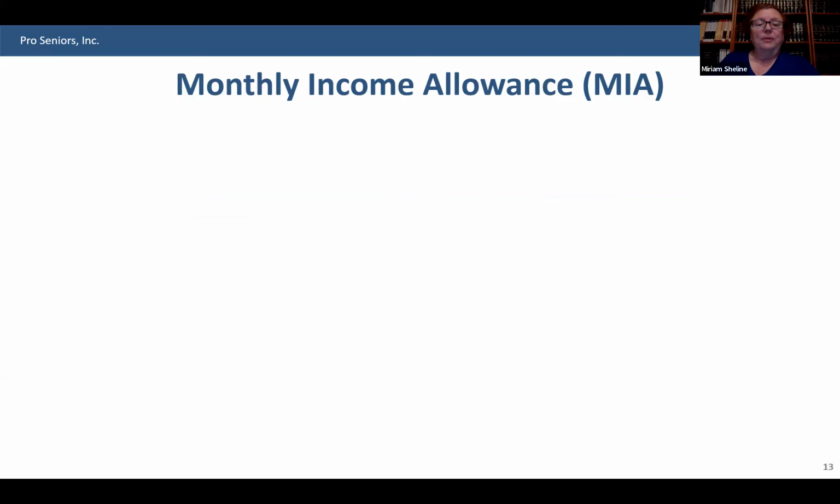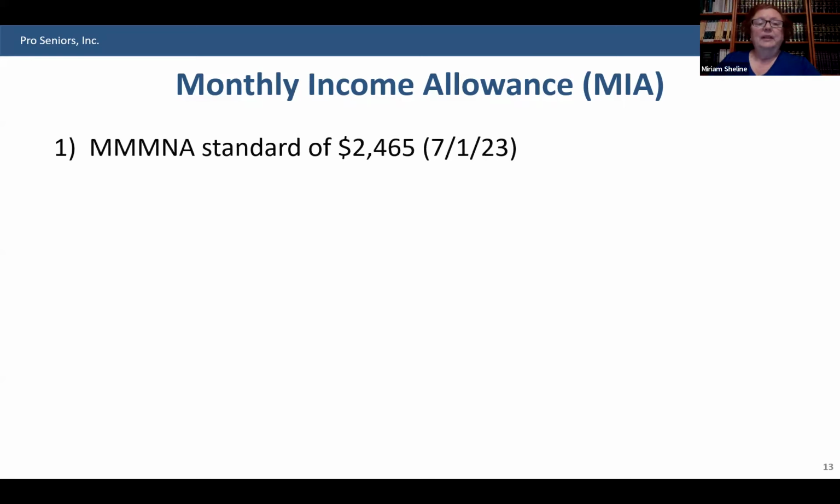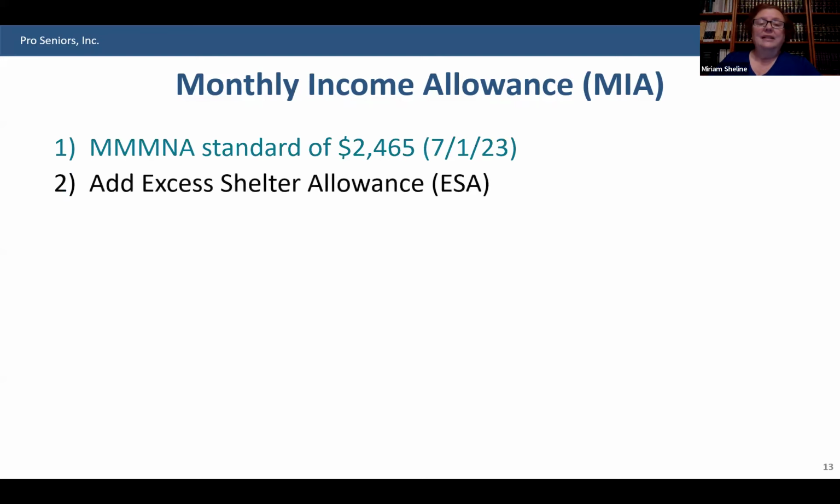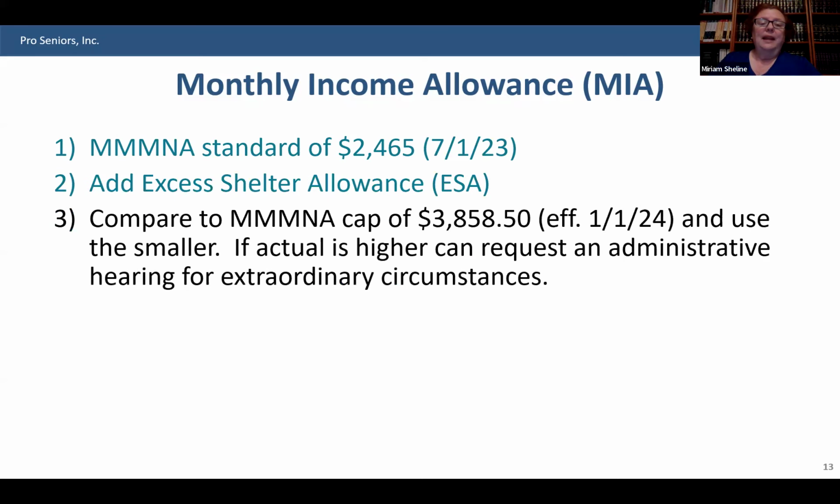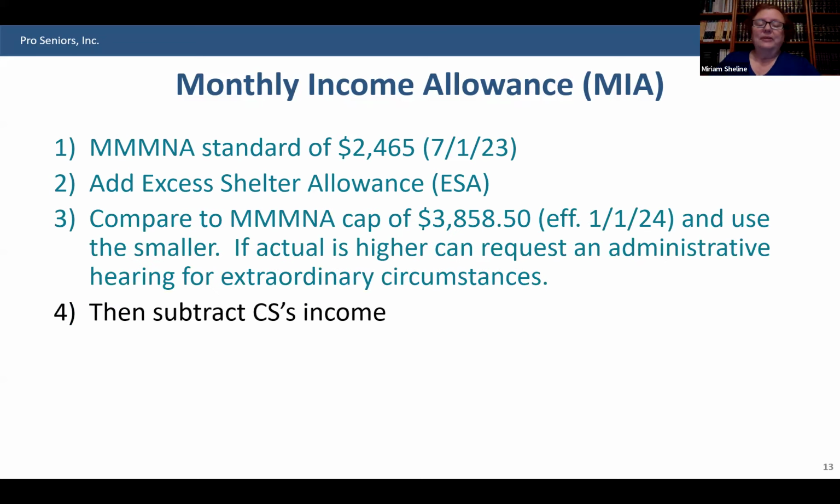In that formula, you have to figure out the income allowance. This is the amount that the community spouse can keep from the institutionalized spouse's income. You started with the standard number of $2,465. You add to that the excess shelter allowance, and you compare that to the cap, or the top level, of the standard MMNA. Then you take off the community spouse's income to come up with the monthly income allowance for the community spouse. And in order to calculate that, you needed to figure out the excess shelter allowance.